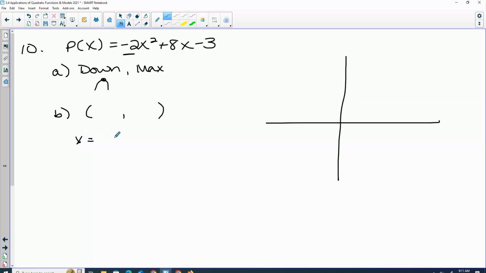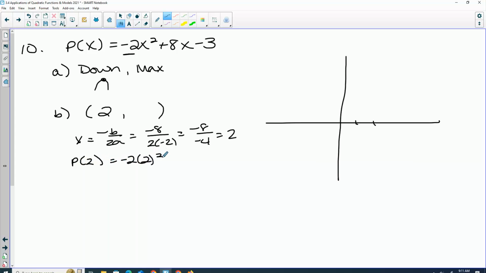To get the x value, what's the formula we use? Negative b over 2a. So that'd be negative 8 over 2 times negative 2. Negative 8 over negative 4 is 2. That's just the x. That's not the complete vertex. How do we find y? So we get negative 8 plus 16 minus 3 gives me 5. So my vertex is the point 2, 5. So you mark that on your graph. We know that is our highest point here.